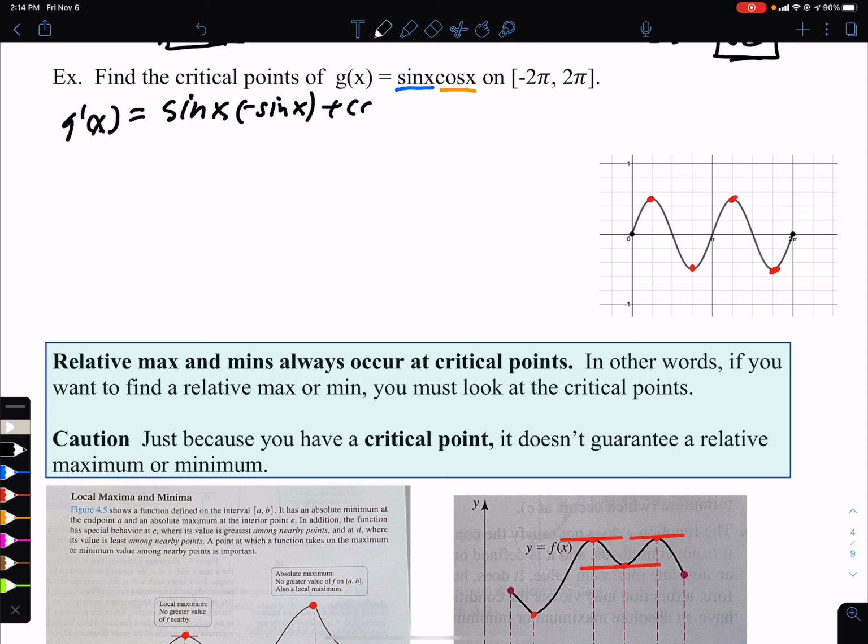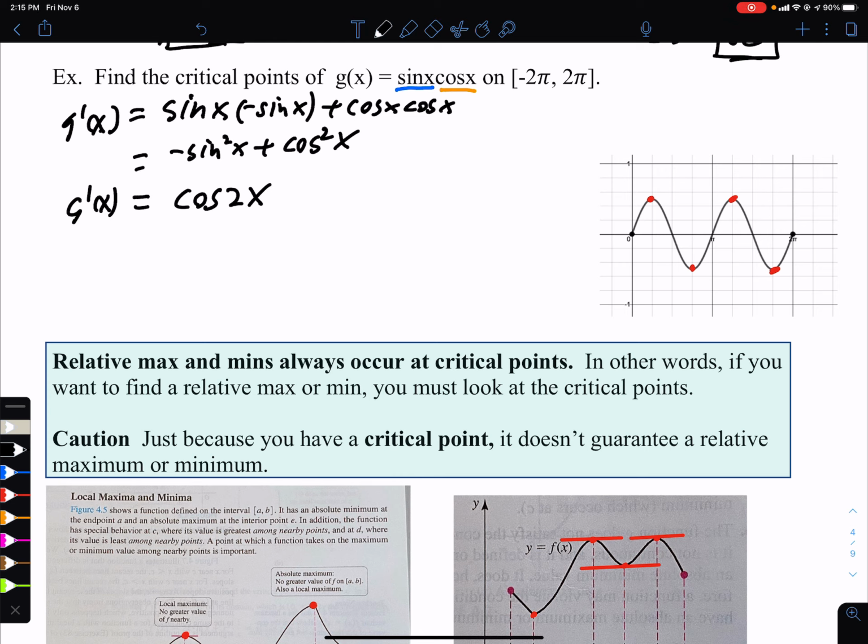We take the derivative of the first, and we leave the second alone. So we're going to get minus sine squared x plus cosine squared x. Now, there is an identity, and I doubt many of you remember this, but cosine squared minus sine squared is the cosine of 2x. If you didn't know that, this would have been a hard problem. But now that we have that, go ahead and see if you can find the critical points.